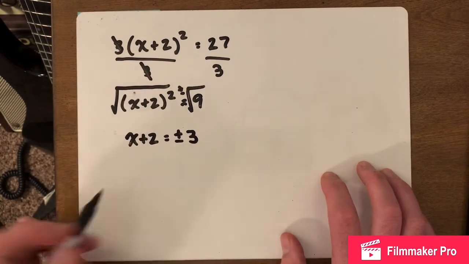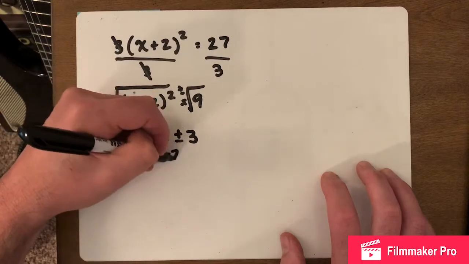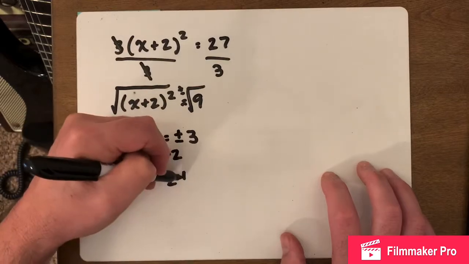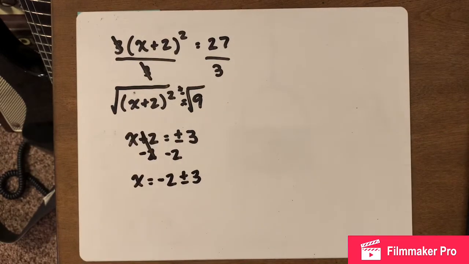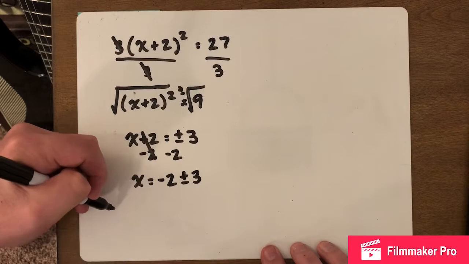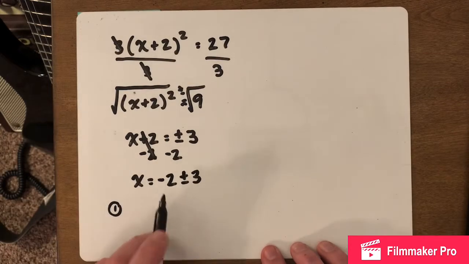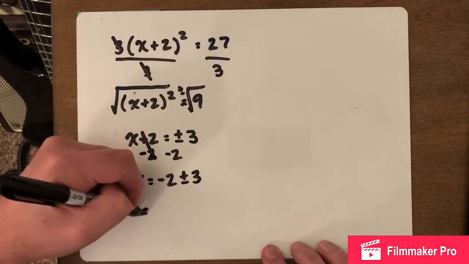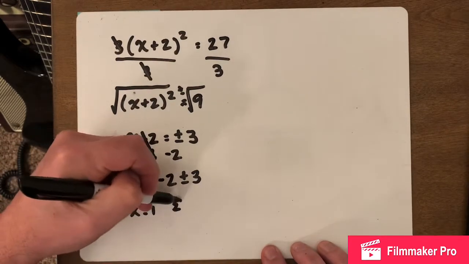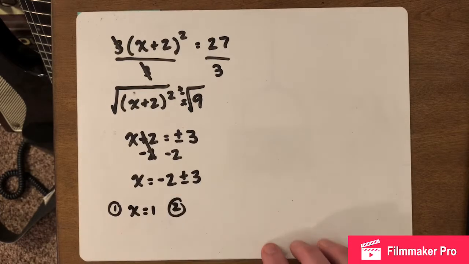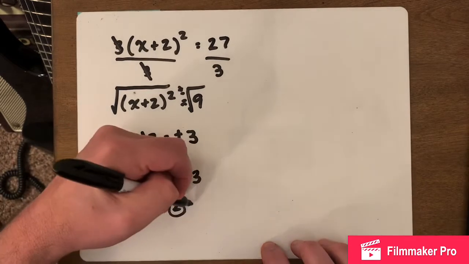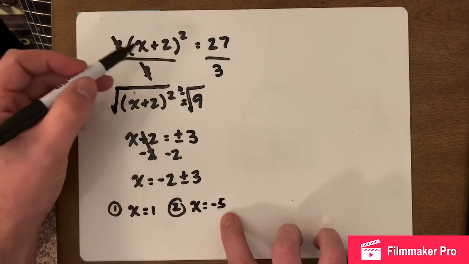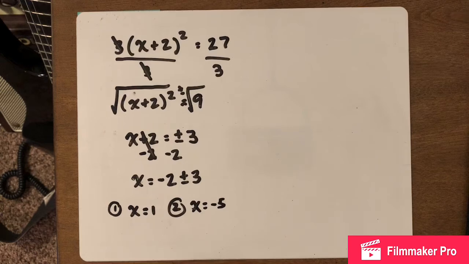We're going to move that 2 over, and now x is equal to negative 2 plus or minus 3. So we now have two solutions going on. The first solution is going to be negative 2 plus 3. Well, negative 2 plus 3 is just 1, right? And the second solution is negative 2 minus 3. And negative 2 minus 3 is negative 5. And there's our two solutions. You can plug it back in here to check in the original equation, and they'll both work.